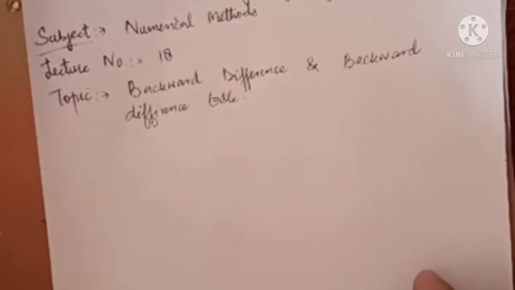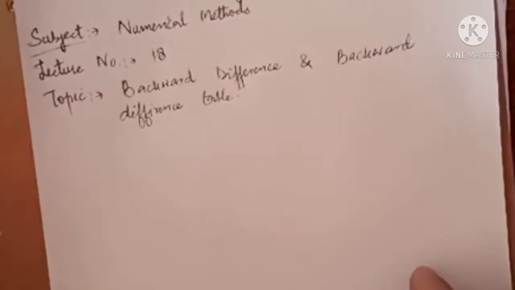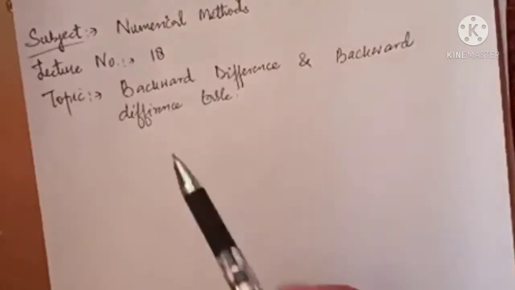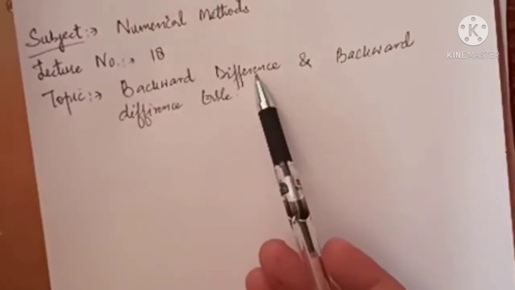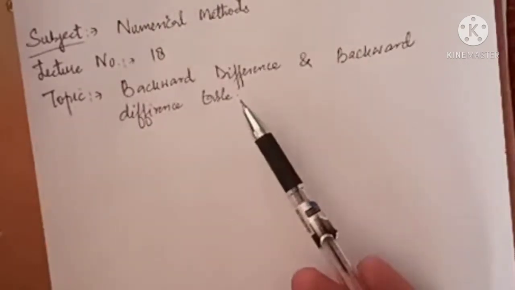Today we will see the second method of finite differences. Only these two we have to do, forward differences and backward differences. The other differences are not in our syllabus, so we will leave that. So today we will see what you mean by backward differences and how to construct the backward difference table.